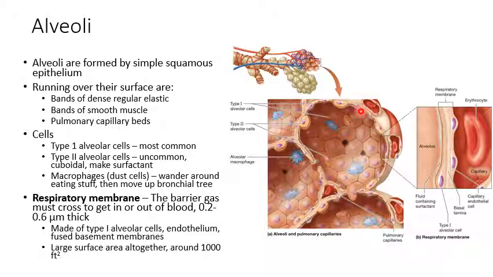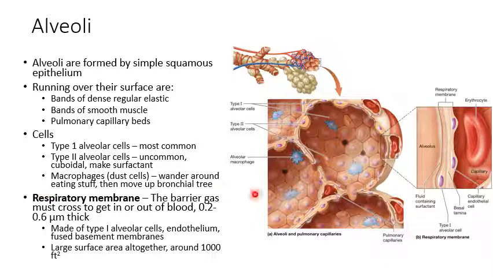Then the type 2 alveolar cells are not very common. They're actually cuboidal cells, not squamous, so they kind of bulge out of the wall of the alveolus. The main purpose of those cells is to make a chemical called surfactant that is necessary for the alveoli to function. We'll talk more about the surfactant when we talk about ventilation, but if you don't have it, your alveoli can collapse. Surfactant is basically like a type of soap, actually.